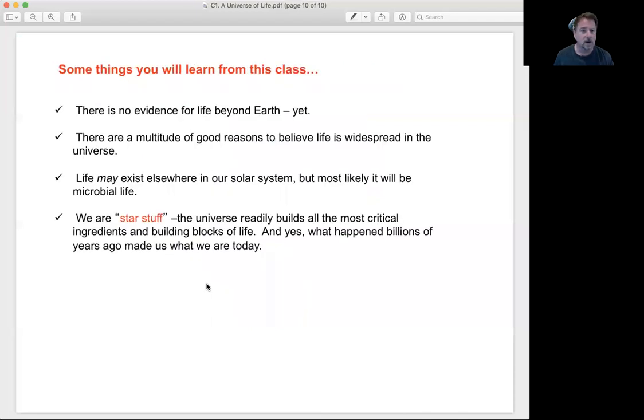Okay, so slide 10 of 10, yay, we're finally there. Okay, some walkaways. There's no evidence for life beyond Earth yet. But we really strongly believe there is going to be evidence for life beyond Earth, and it may happen in our lifetimes. Certainly, ecosystems, if you will, habitable systems will be found, I believe, within the next 5 to 10 years.